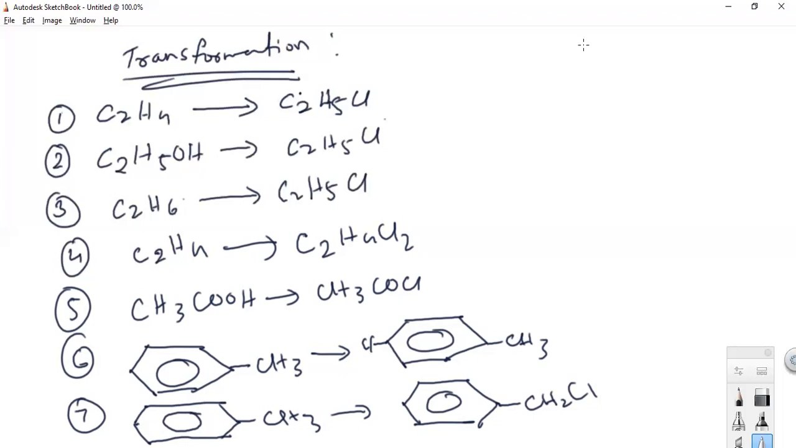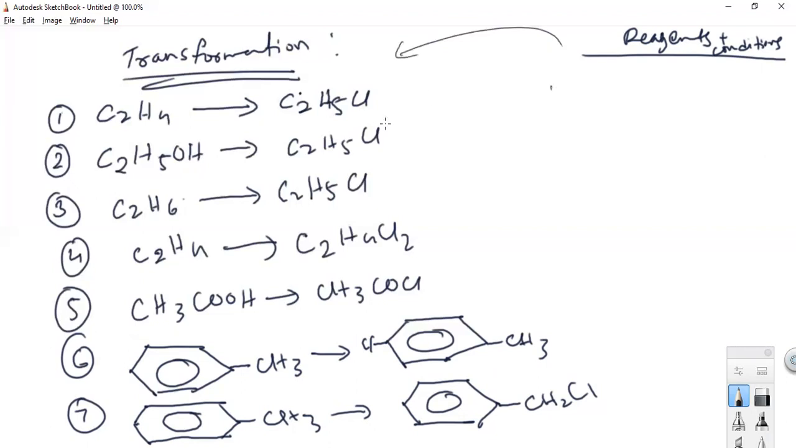Okay, so what are the reagents? Writing here beside, the reagents plus conditions for these reactions. In the first reaction we have C2H4 to C2H5Cl. For simplicity, you can also try to draw the structural formula. From here we're getting something like this. We can see this is an alkene, and from the alkene we're getting this sort of molecule.